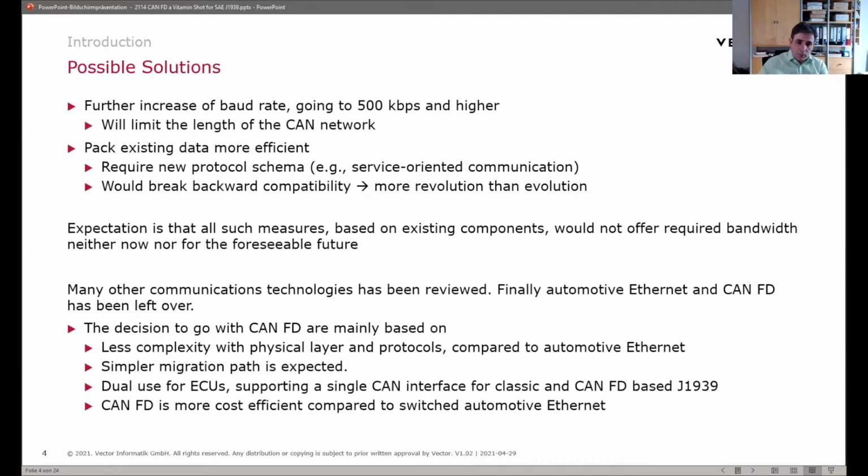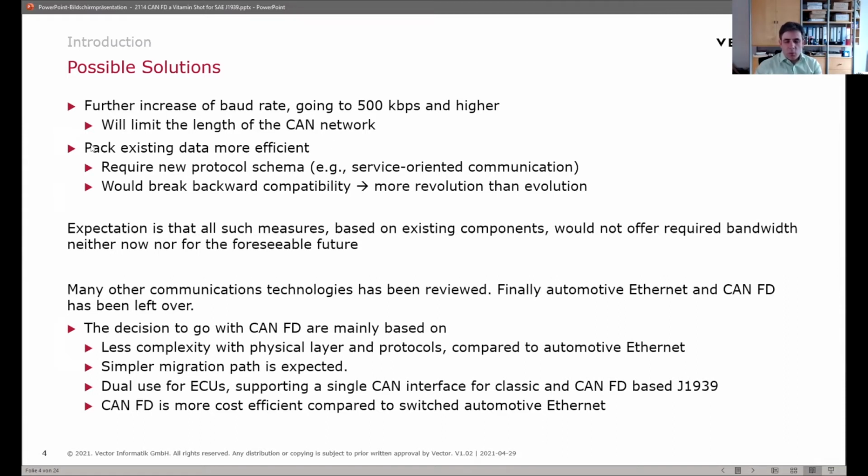So the possible solutions we discussed inside the SAE J1939 committee: we could certainly increase the baud rate. Currently it is limited to 500 kilobits per second. We could probably go higher, but the drawback is that it will limit the length of the CAN network. So this looks somehow endless, and you cannot gain too much bandwidth.